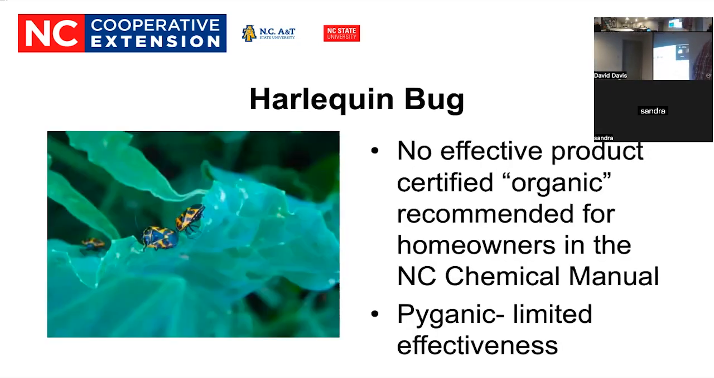Harlequin bug is another one that I often get a lot of questions about on cold crops and spring crops. You'll see it come out. It'll just cover collards, broccoli, Brussels sprouts. It can devastate that plant, one plant at a time. It can just take over, and you will see these things in number. I mean, I've seen cabbages that have 25 or 30 harlequin bugs. Again, nothing certified organic. In the chemical manual, Pyganics is about the only thing I could recommend.